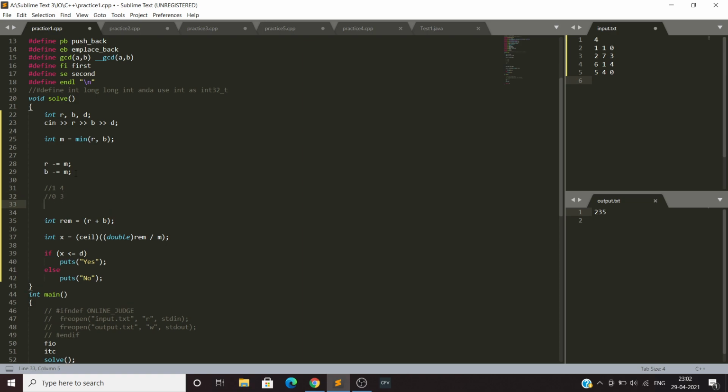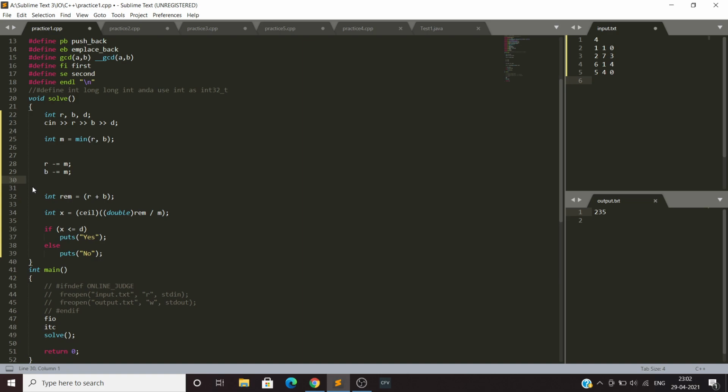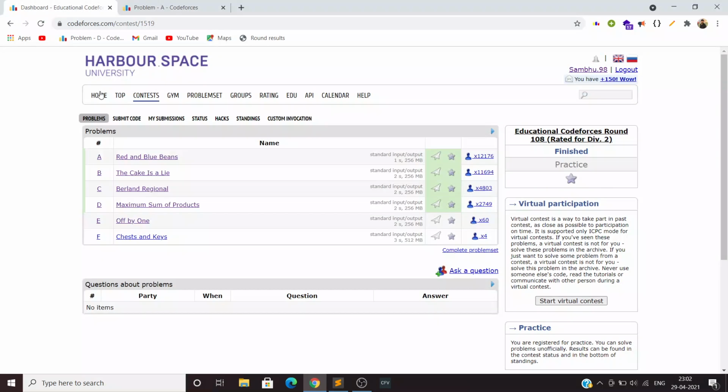After that we only care about the remainder that we have to distribute among the m packets. In the m packets we have distributed in such a way that they have 0 absolute difference, and after that we are just distributing the remainder in them. If that x is less than or equal to d, we have got an answer, so we put yes, or else no. So let's move on to the second problem.